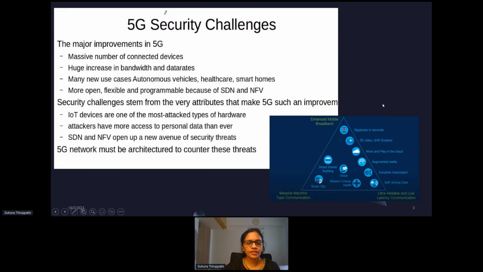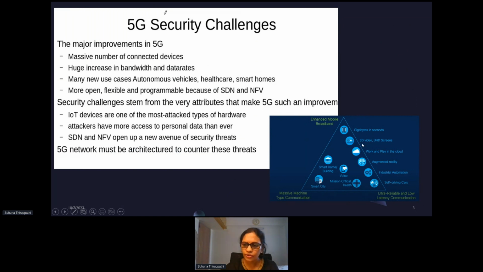So what are the challenges that we are seeing in 5G today? Though there are major improvements in 5G, such as enhanced mobile broadband, ultra-reliable low-latency communication, and massive machine-type communication, huge improvements are provided as part of enhanced mobile broadband. Now the data transfer goes in gigabytes per second.